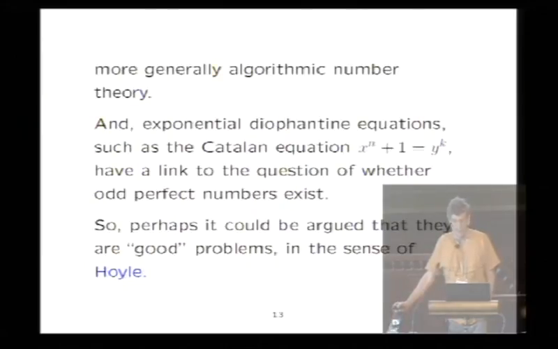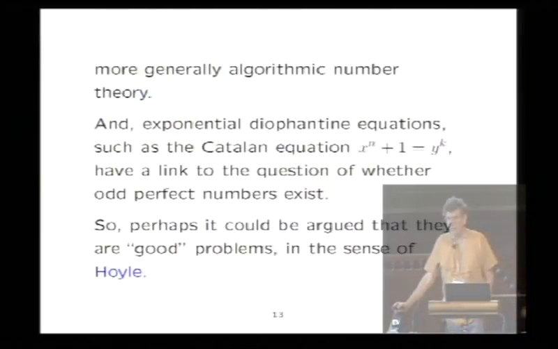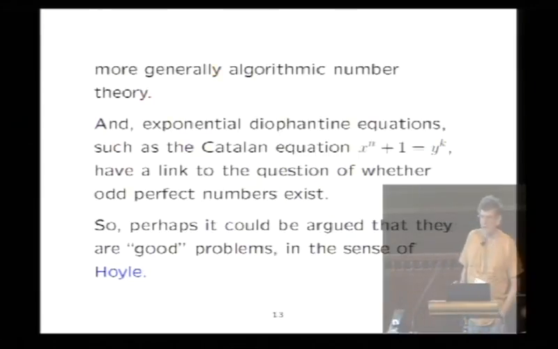Diophantine equations. For example, the Catalan equation, which asks, are 8 and 9 the only consecutive non-trivial powers? Exponential Diophantine equations, such as that one, bear a resemblance to issues involved with odd perfect numbers. So with these connections, you can argue that perhaps these ancient problems were good problems in the sense of Hoyle. But we should try to think of things from Bombieri's perspective as well, and not just immediately dismiss him.